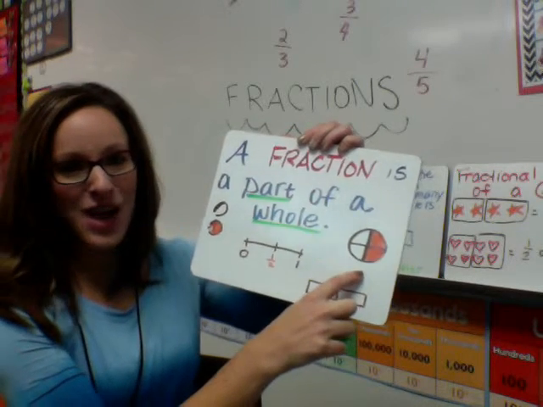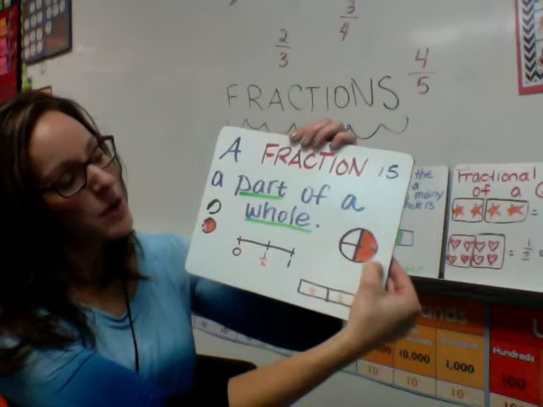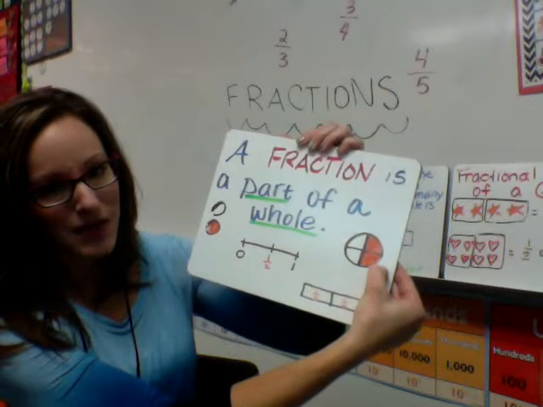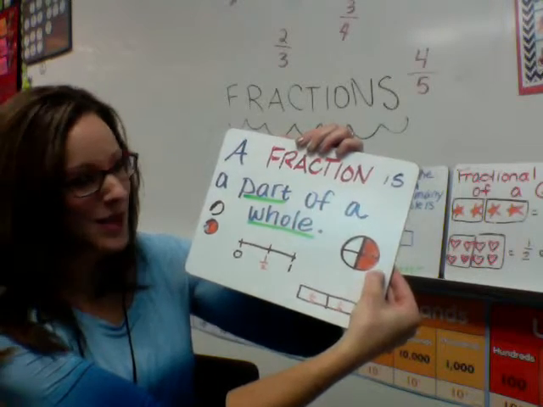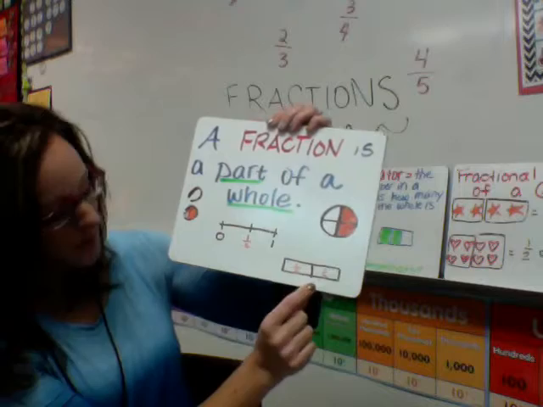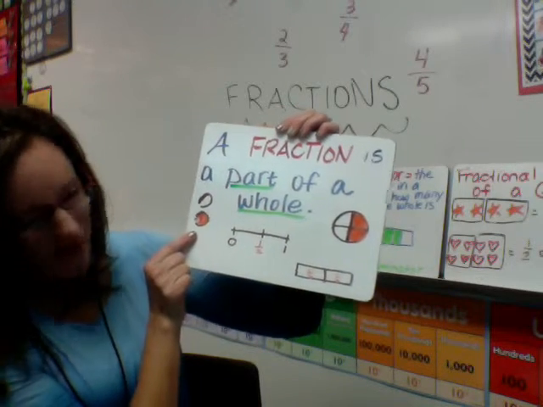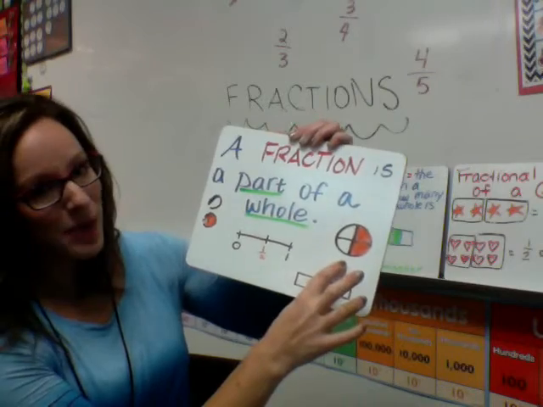So here I have a circle that's been divided into fourths, but you can see that half of the circle is actually colored in. 2/4 or 1/2 of that circle is colored in. So number line, fraction bars, parts of a set or parts of a group you could say, and a shape model.